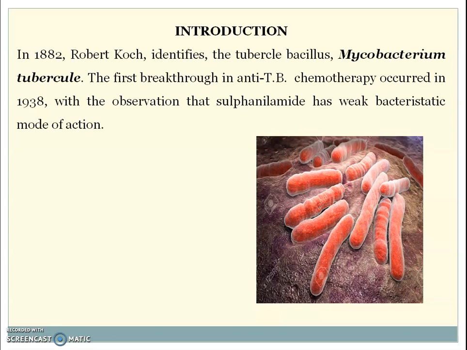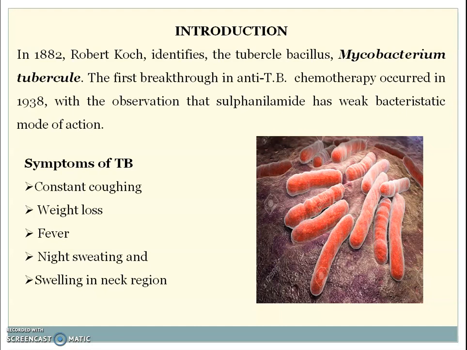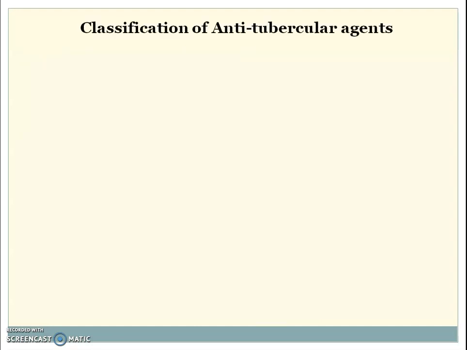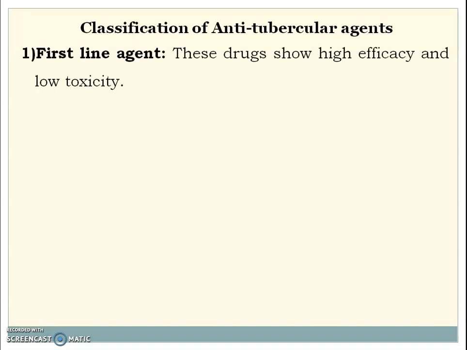So the Mycobacterium tuberculosis looks like this. The symptoms of tuberculosis are constant coughing, weight loss, fever, night sweating, and swelling in the neck region. First we'll go through the classification of antitubercular agents. There are two types.